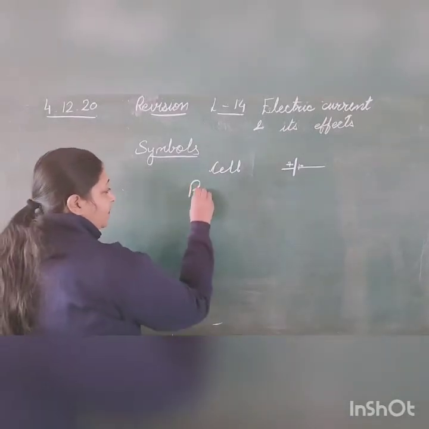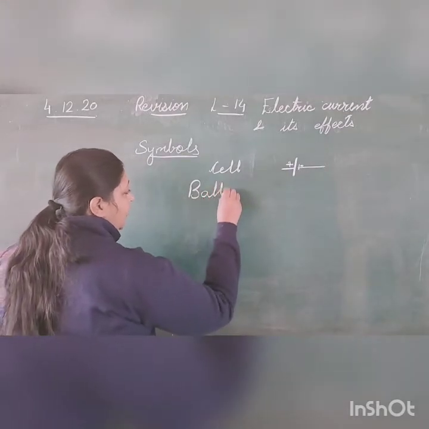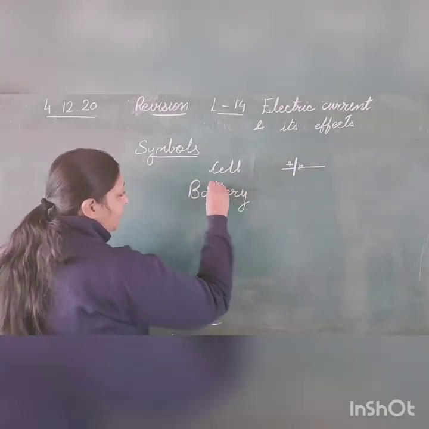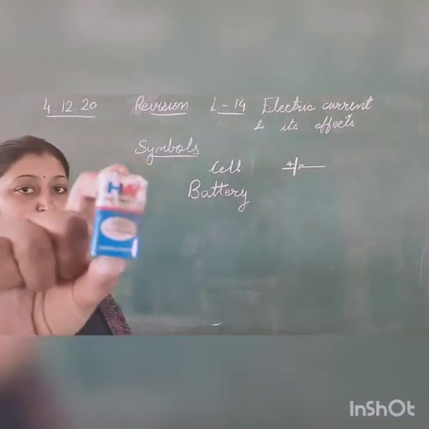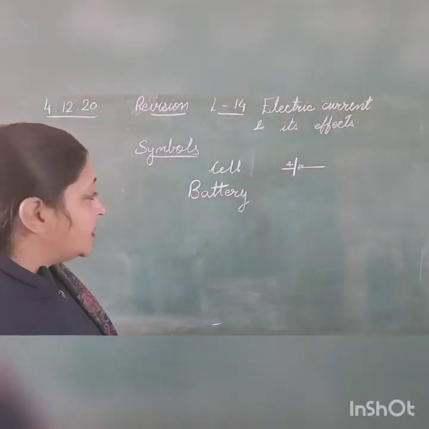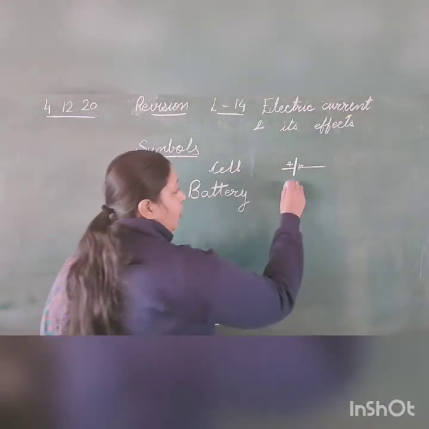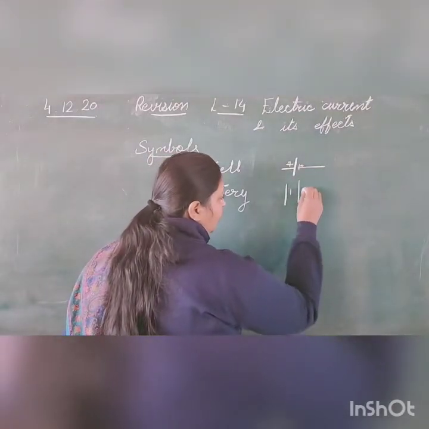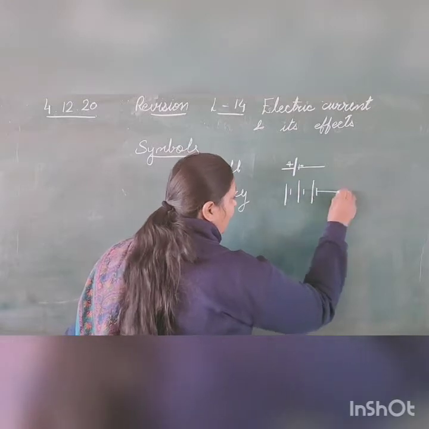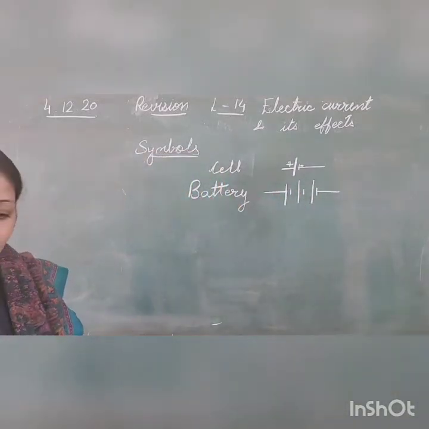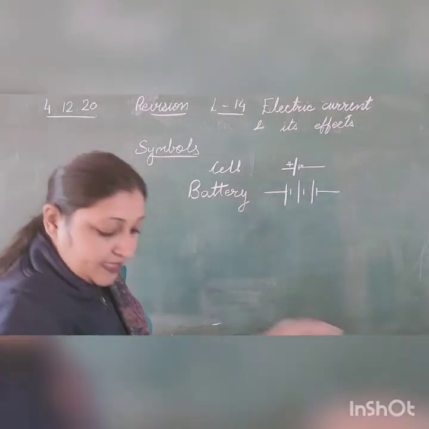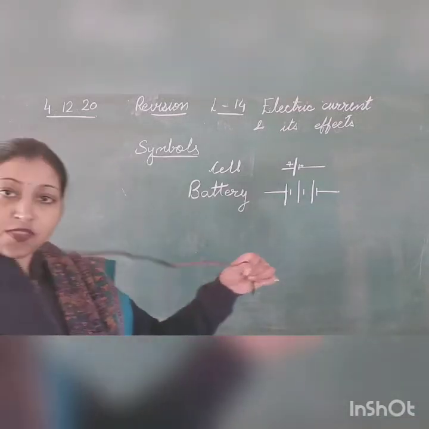And when we combine two or more cells, we call it a battery. We are all using this battery. Do you all use this battery? What is this battery? It is nothing but a combination of two or more cells. And we can draw it like this. This represents a battery.